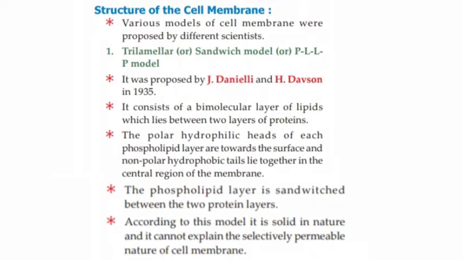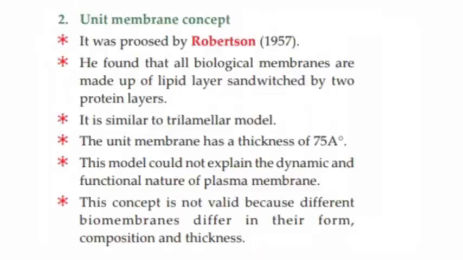According to this, the cell membrane consists of a bimolecular layer of lipids which lies between two layers of proteins. The polar hydrophilic heads of each phospholipid layer are towards the surface, and non-polar hydrophobic tails lie together in the central region of the membrane. The phospholipid layer is sandwiched between the two protein layers. According to this model, it is solid in nature and it cannot explain the selectively permeable nature of cell membrane.